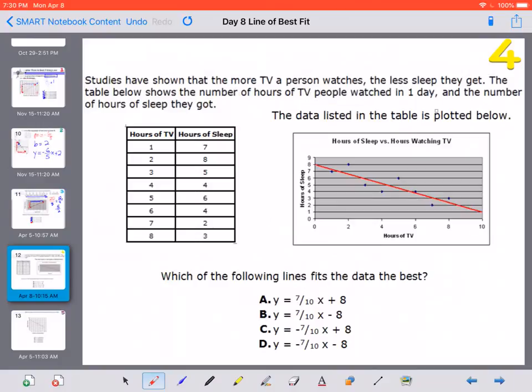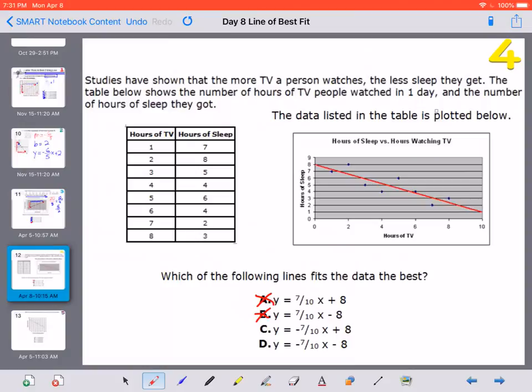Next one says, studies have shown that the more TV a person watches, the less sleep they get. The table below shows the number of hours people watched in one day and the number of hours of sleep they got. The data listed in the table is plotted below. First thing I notice, that line is going down. And it's going to start at a positive 8. So it's going down, so I know it can't be A or B because those are positives.